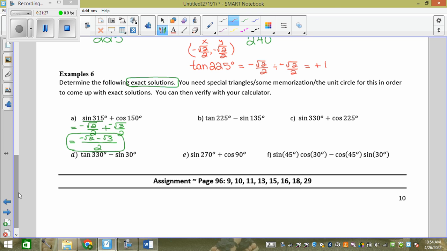So I'm going to get 1 minus, what's sine 135? Root 2 over 2. Now how do I put them together? I need a common denominator. So this is 1 over 1. I can multiply by 2. So I'm going to get 2 over 2 minus root 2 over 2, which is 2 minus root 2 all over 2.